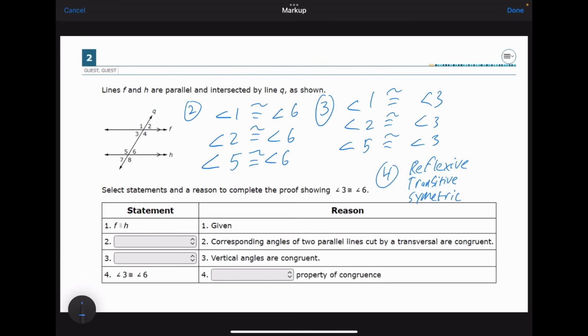So here we have question number 1, which is statement number 2, and it's asking us to provide the statement that is given by the reason corresponding angles of 2 parallel lines cut by a transversal are congruent. The first thing to do here, especially in a testing environment, is to eliminate the answers that we know are false. So if we look at our drop down for 2, the options are 1 is congruent to 6, 2 is congruent to 6, or 5 is congruent to 6. So all these have 6 in common, so let's go look at 6 here.